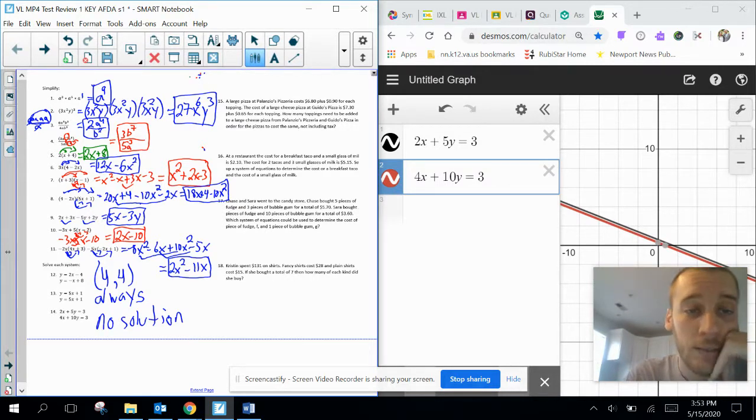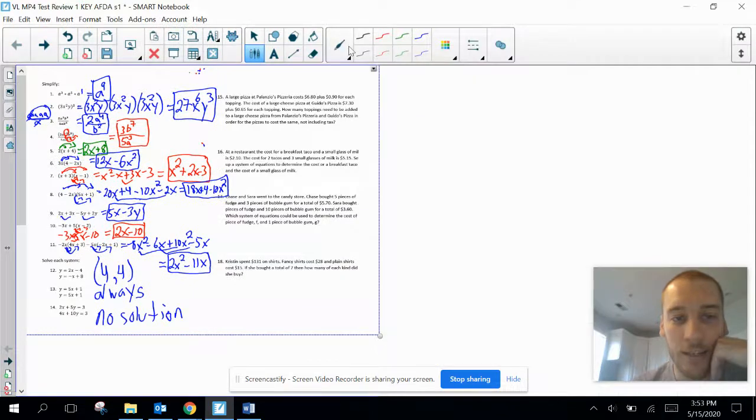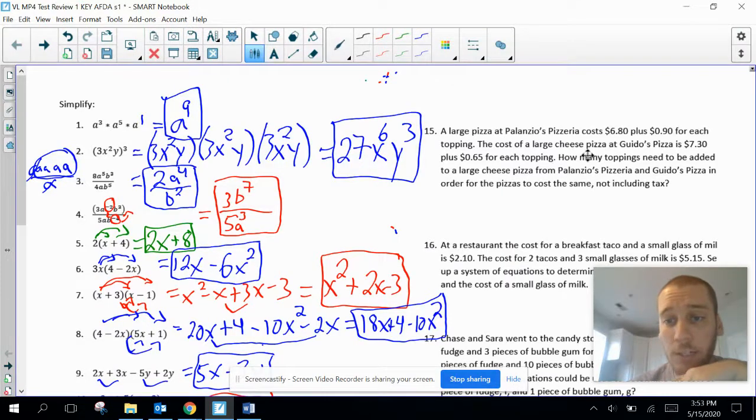Back to Desmos. Setting up a problem, right? We got word problems. It says a large pizza at Palazzo's Pizzeria costs $6.80 plus 90 cents for each topping. The cost of a large cheese pizza at Guido's Pizza is $7.30 plus $0.65 for each topping, 65 cents. And how many toppings need to be added to a large cheese pizza from each in order for them to cost the same? So if they're going to cost the same, that means they're going to touch each other on the graph. They'll have the same point on the graph. That'll be the same cost. So what we need to do is set up two equations that represent this.